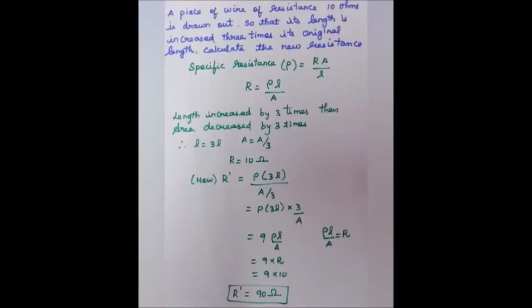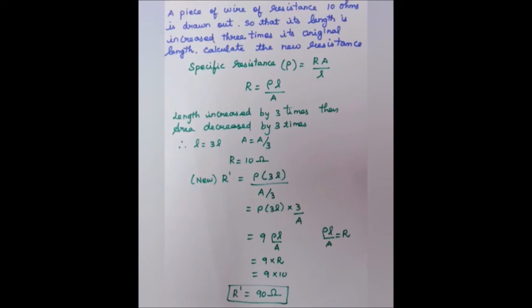A piece of wire of resistance 10 ohms is drawn out so that its length is increased 3 times its original length. Calculate the new resistance. We know that rho equals RA by L. If you rearrange this, R equals rho into L by A. R is resistance, rho is specific resistance, L is length, A is area.